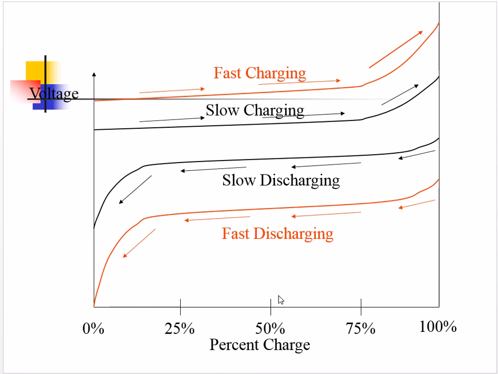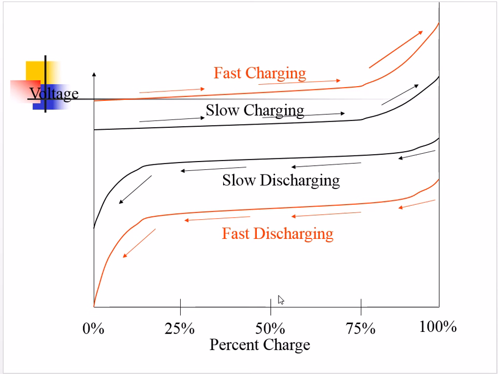This chart helps us understand how the efficiency of the battery is going to be impacted by the charging rate. Because for slow charging and discharging, we go just a little above the open circuit voltage to charge and a little below the open circuit voltage to discharge. But to go fast, we have to go a lot above the open circuit voltage to charge, and we have to pull it out at a lot below the open circuit voltage.